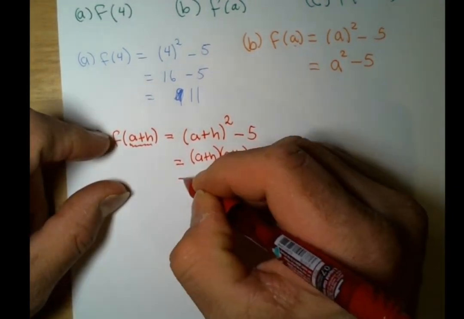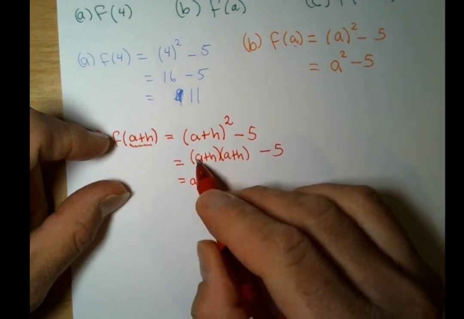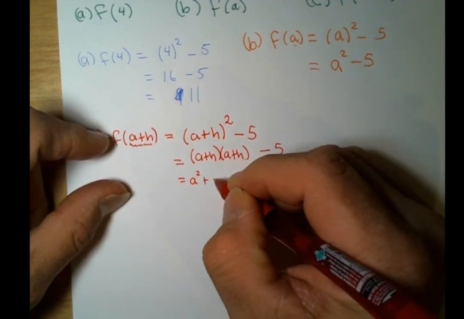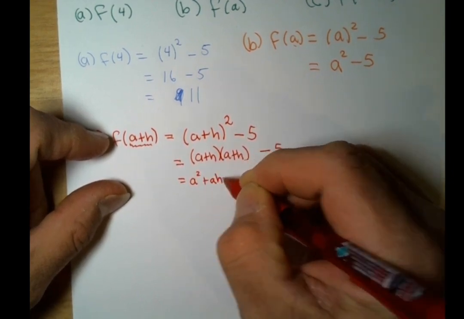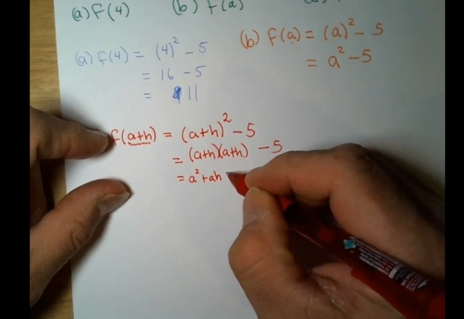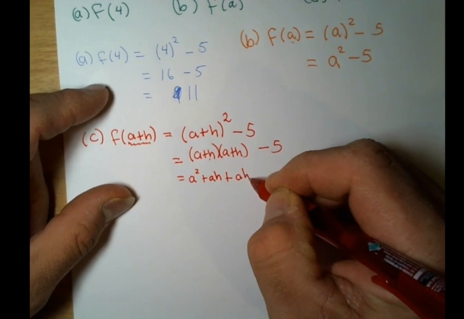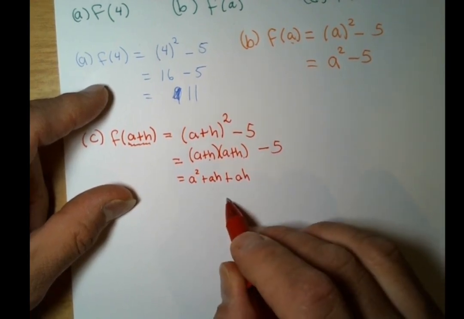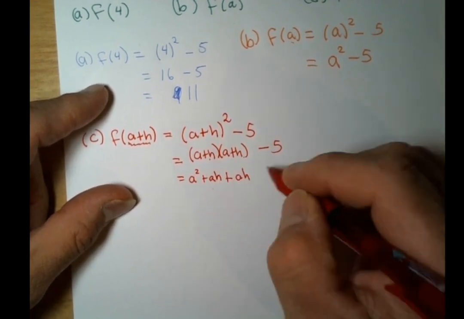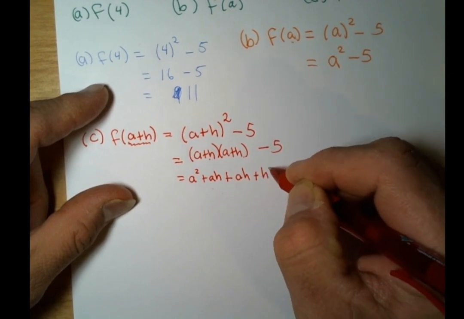A times a is a squared. The outer terms are a and h, right? Again, I don't know what those are, so we just leave them as ah. H times a is ha, but I'll write them as ah just to see that those are in fact like terms. And the last term is h times h, h squared, minus 5.